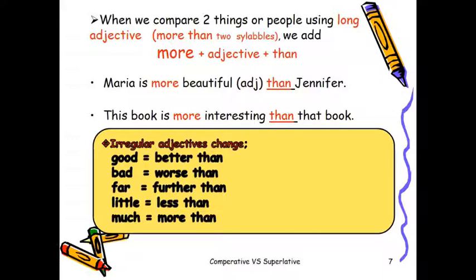But what about the irregular adjective? The irregular adjectives change the form. They do not follow rules. Which are the irregular adjectives? Good, bad, far, little, many, and much. Good is transformed into better, bad into worse, far, farther, little, less, much, more.